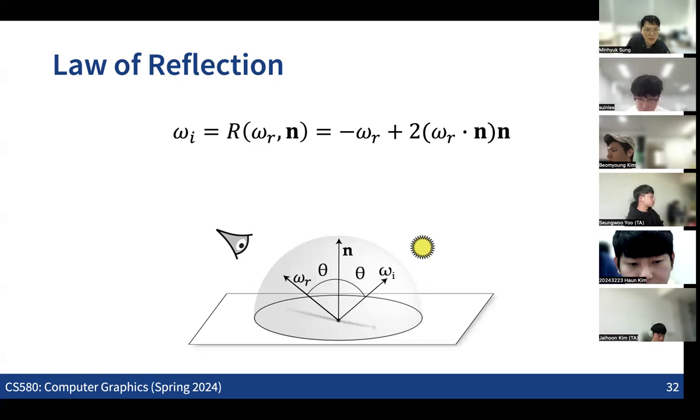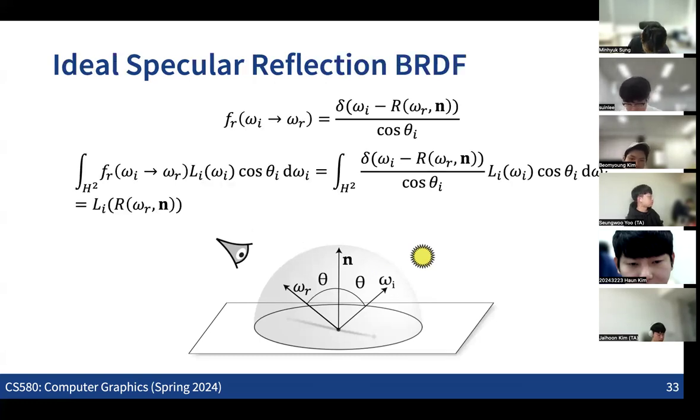In terms of computing the reflection equation, the LTE, and path tracing, this results in a Dirac delta function for the BRDF, right? For the ideal specular reflection, we only have a constant value when the incoming direction is exactly the same as the reflection direction of the outgoing direction. Otherwise, the function returns 0. So we are involving a Dirac delta function in our BRDF.